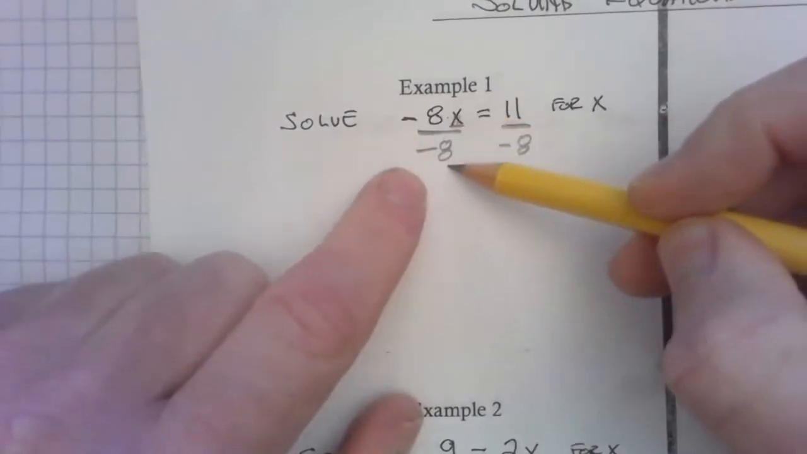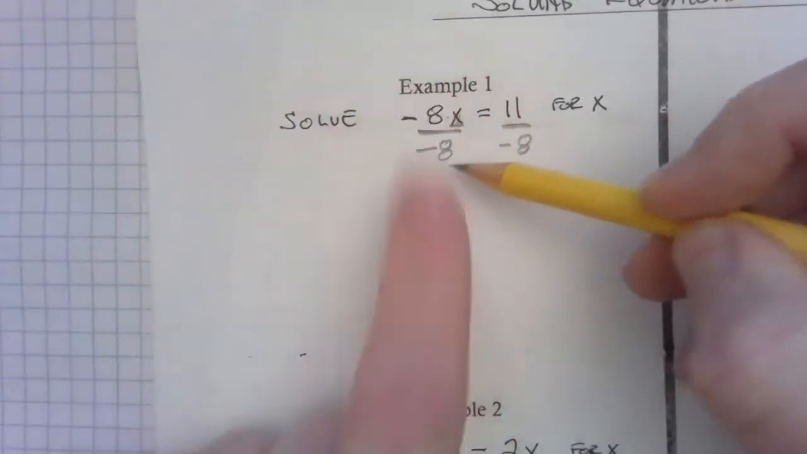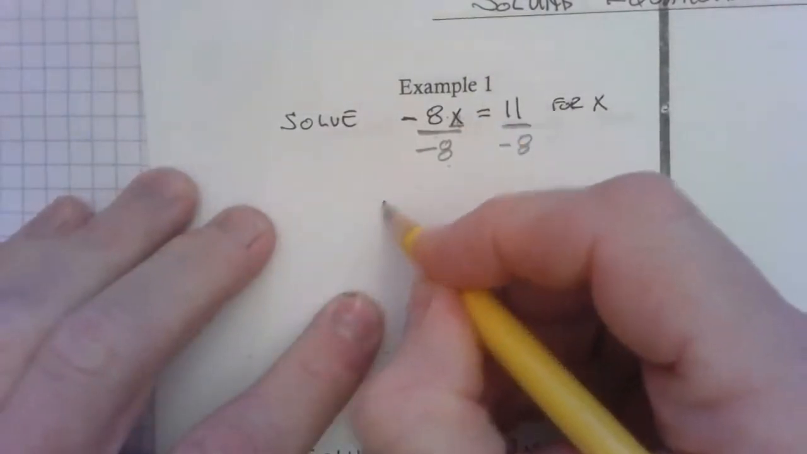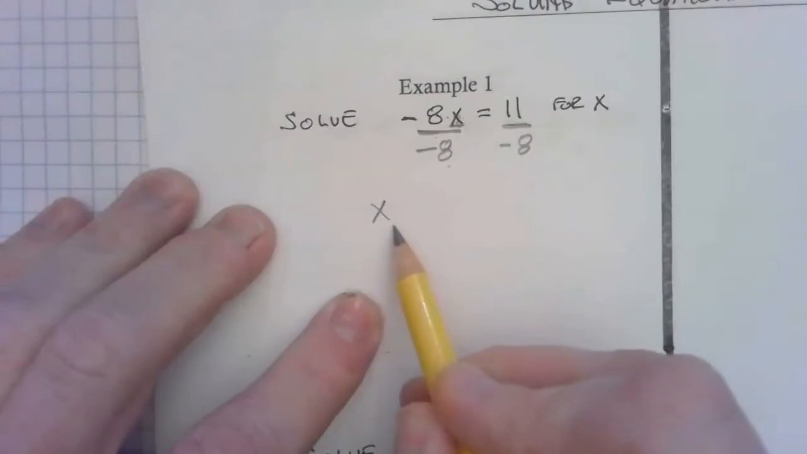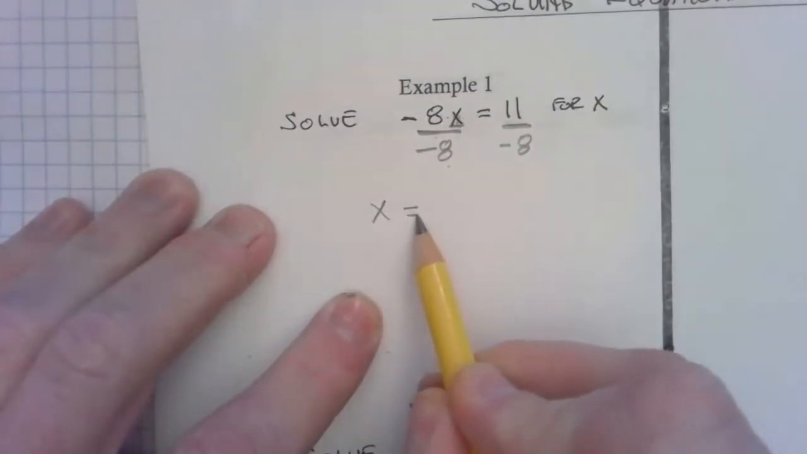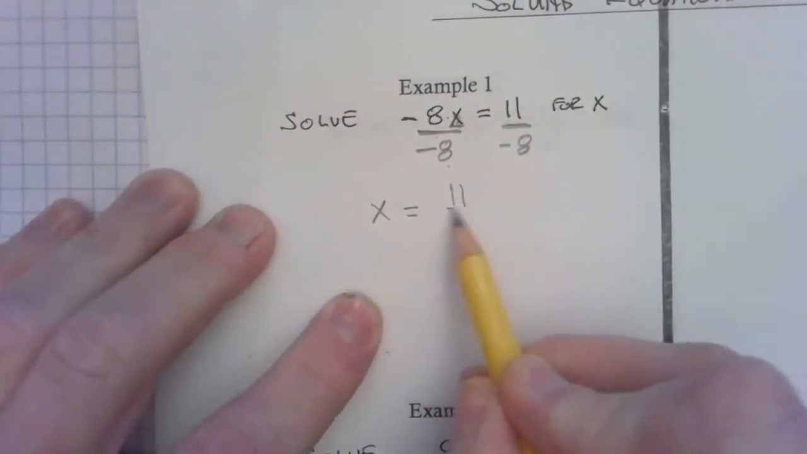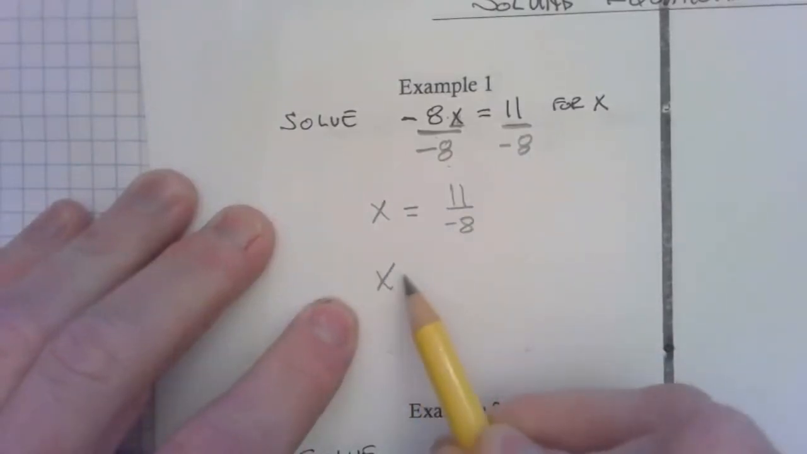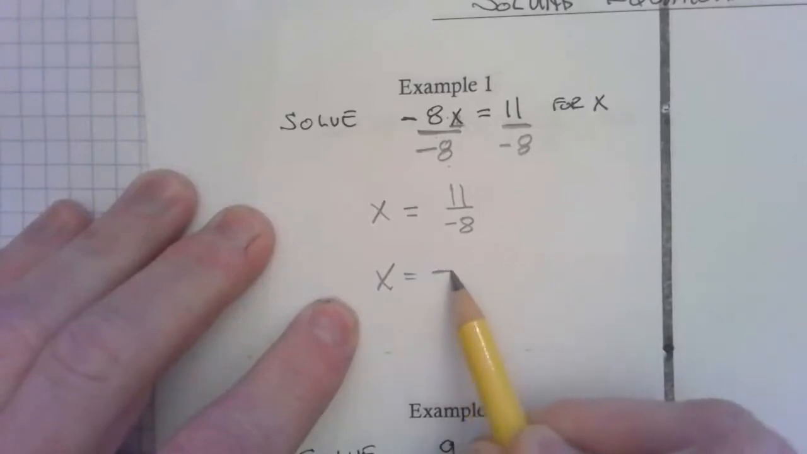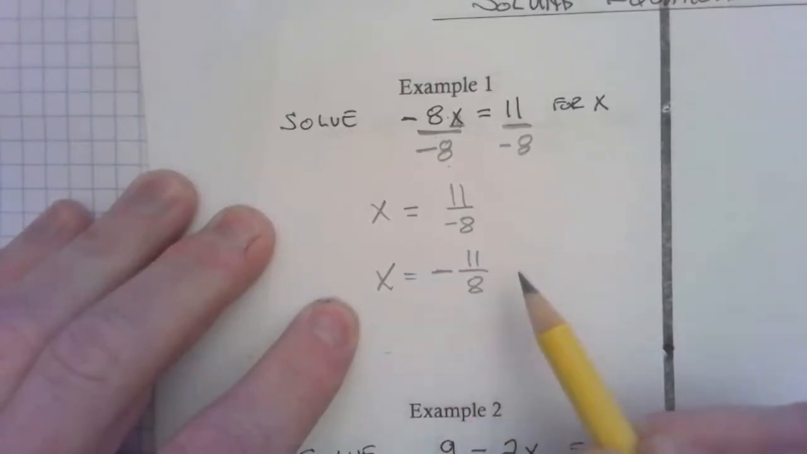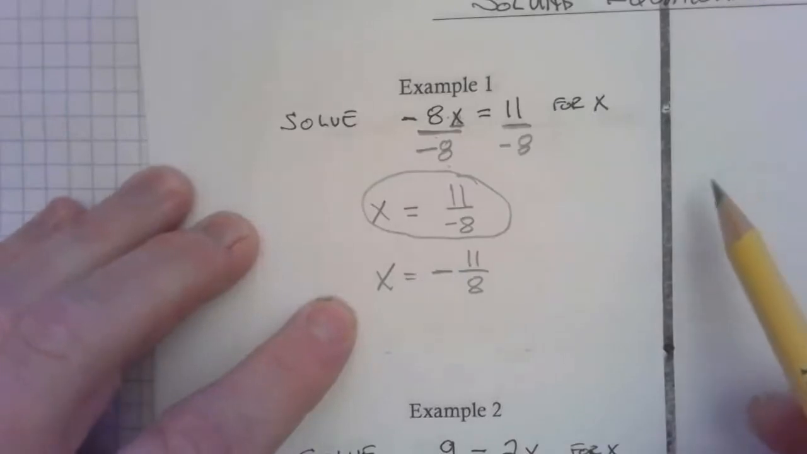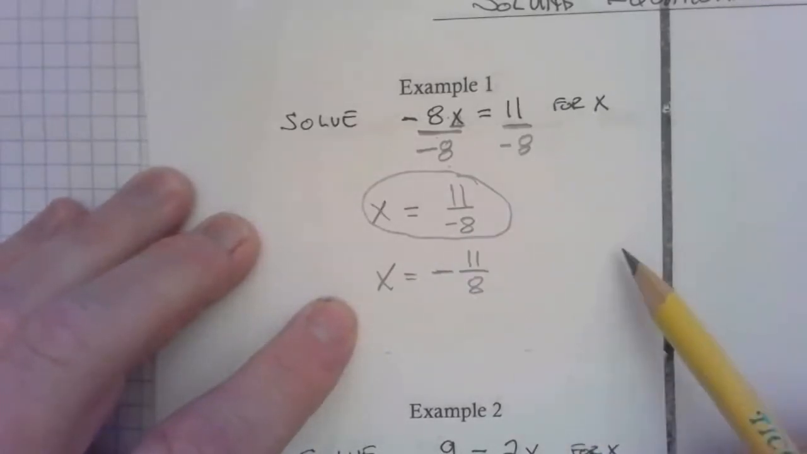Negative 8 divided by negative 8 is just 1. And 1 times anything is just itself. So this makes this really 1 times x, which means I can just write it as x equals 11 over negative 8. Now there's a lot of ways you could write that. You could write that as x equals negative 11 eighths. You can, anyway, but this, by the way, right there, you're done. You found the number. Negative 11 eighths. Either one of those. That's it.